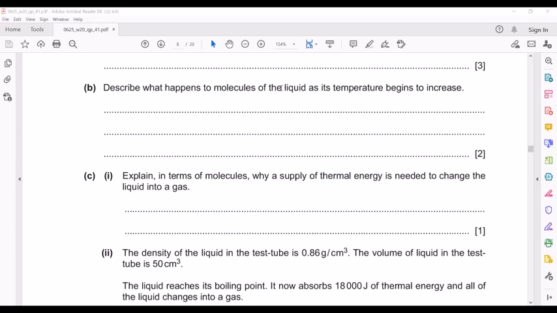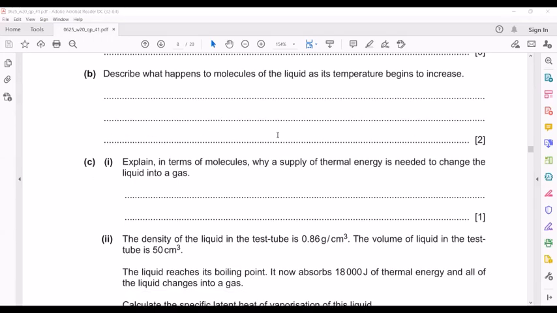The next part: describe what happens to the molecules of a liquid as the temperature begins to increase. So what happens when the temperature is increasing? Temperature and kinetic energy are directly proportional. So the molecules gain energy, move faster, or the kinetic energy will increase. And whenever a substance is heated, it always expands. So the molecules gain energy, move faster and move away from each other.